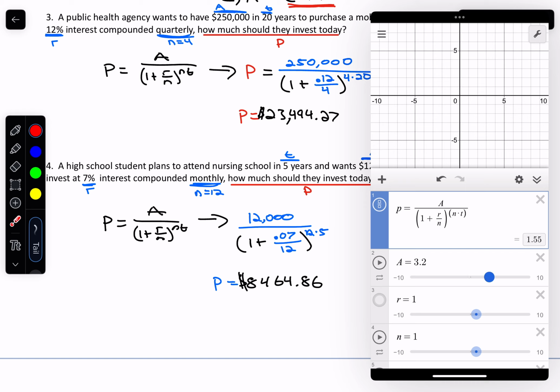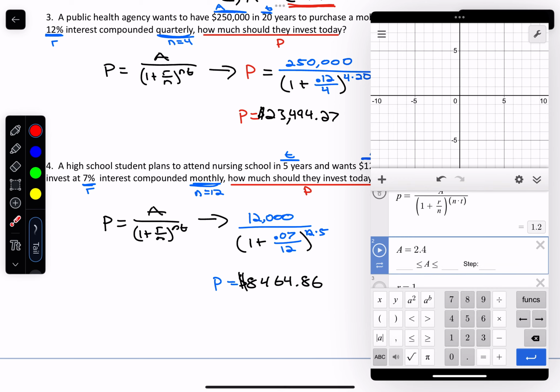I can slide them all around, and notice in the top right, it shows me what I would need to invest today. It solves for P based on the values I have down below. So let's say that we want to talk about retirement. Now this is not the only way to look at retirement. This is only the compound interest formula. But what you'll learn later on, if you take a financial algebra class, is something about annuities and sinking funds and other investment related things. So this is just a brief introduction.